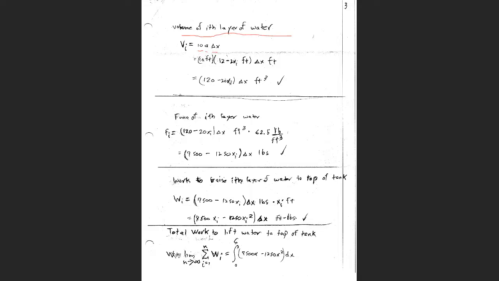Well, A, we've solved it and found it's 12 minus 2xi. So the volume of the ith layer of water, well, it's 10 feet, that was our width, times length, 12 minus 2xi feet, times the height, delta x feet, and that's going to give us 120 minus 20xi delta x cubic feet. So that's the volume of the ith layer of water.